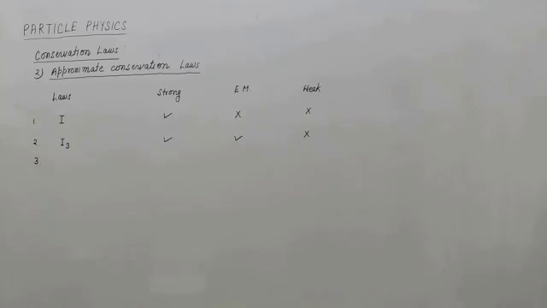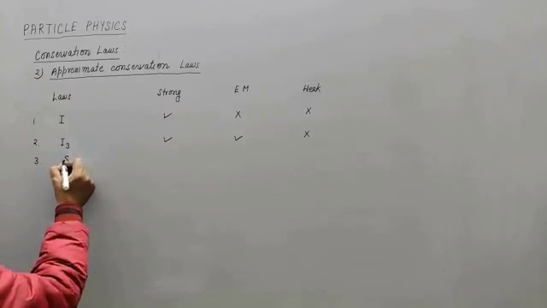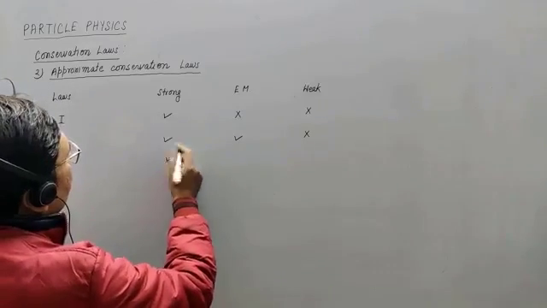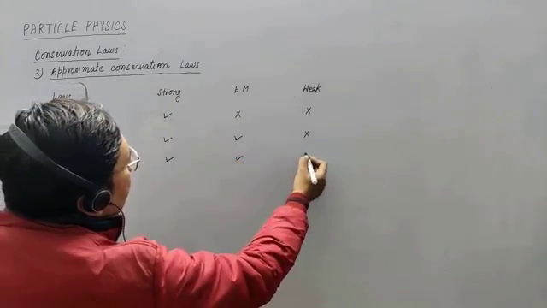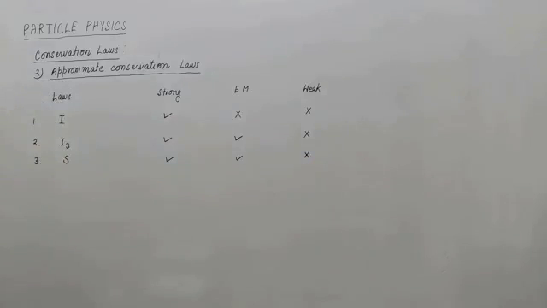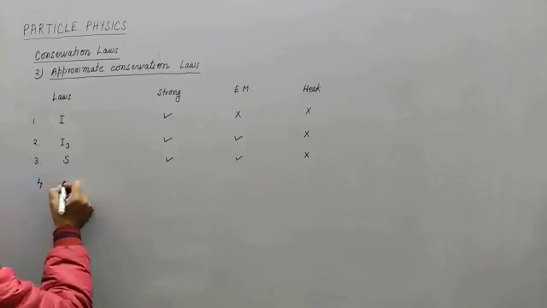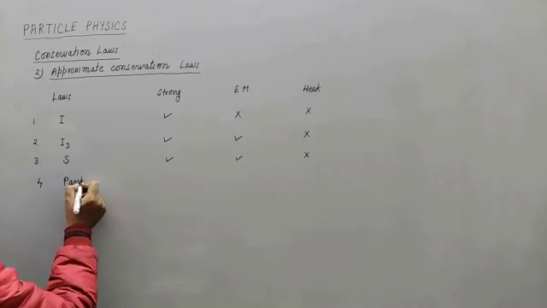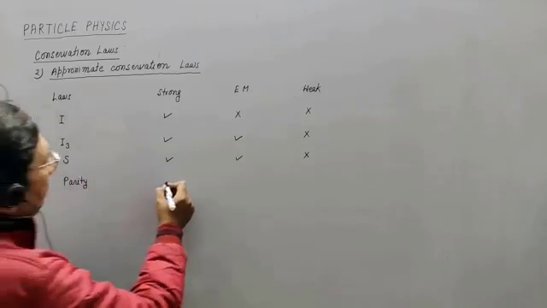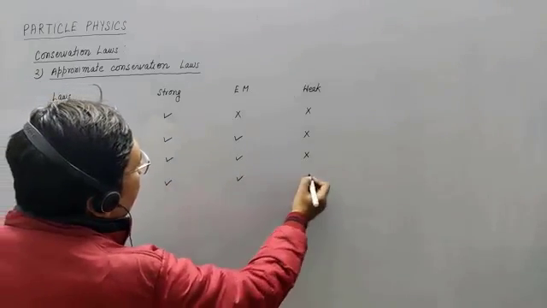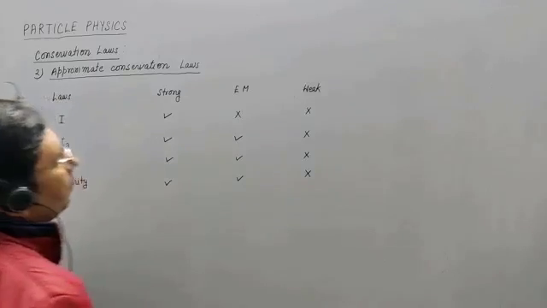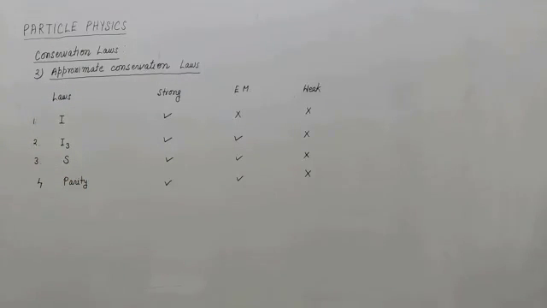Now, come to third one. This is strangeness number S. Conservation of strangeness number. Strangeness number is conserved in strong and electromagnetic interaction, but it may be violated in case of weak interaction. Next is parity. Parity is conserved in case of strong and electromagnetic interaction, but it may be violated in case of weak interaction.